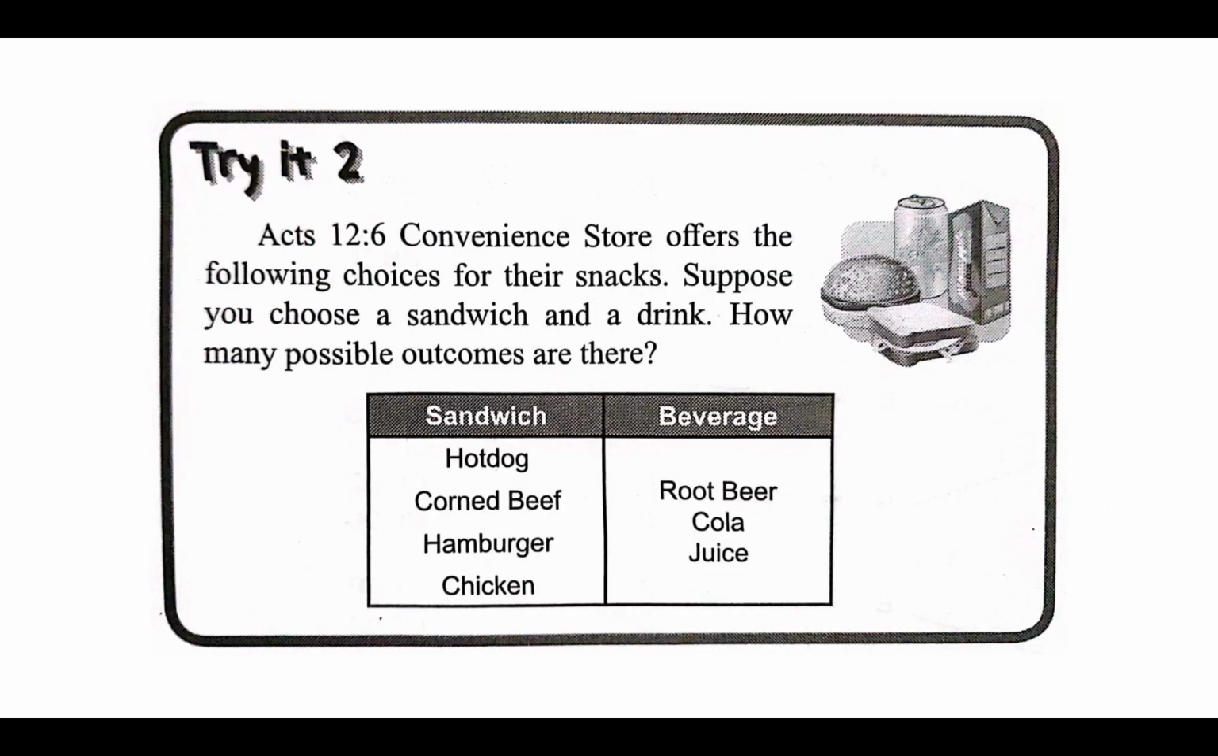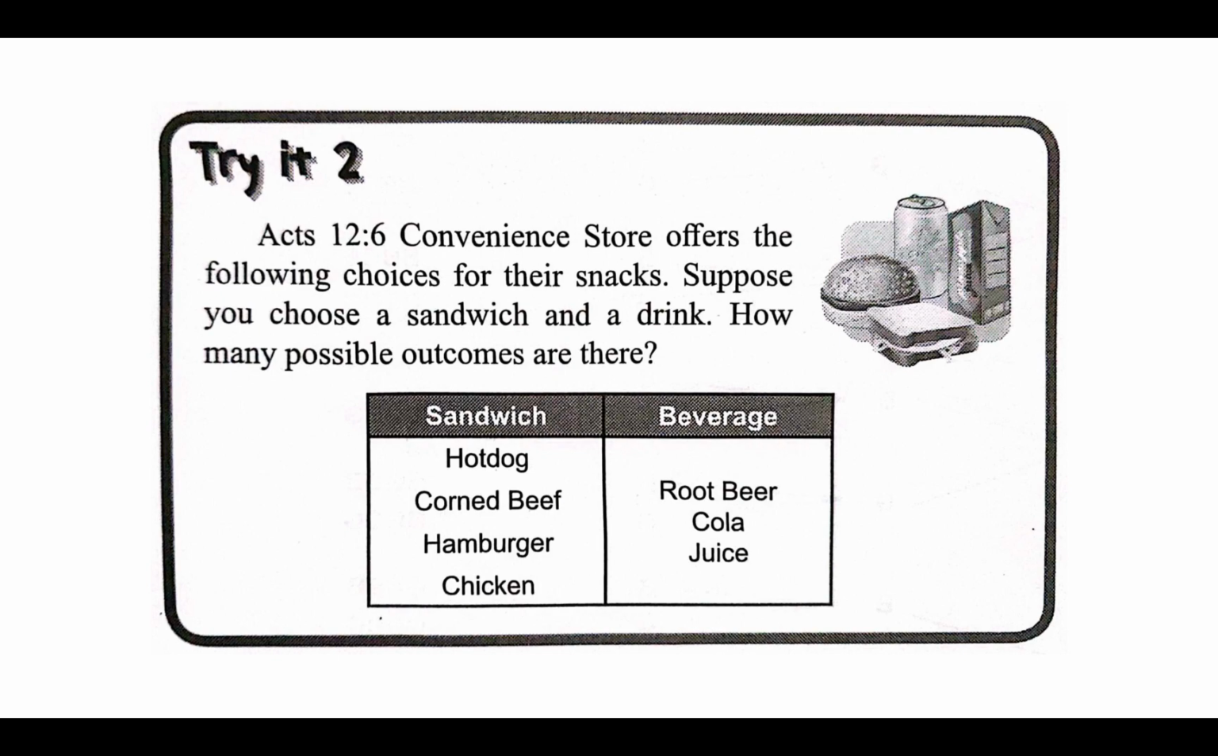So I want you to try this. Activity 12:6. A convenience store offers the following choices for their snacks. Suppose you choose a sandwich and a drink. How many possible outcomes are there? So you can try answering this using a tree diagram and confirming it using the fundamental principle of counting.